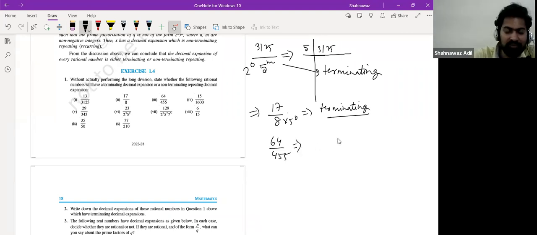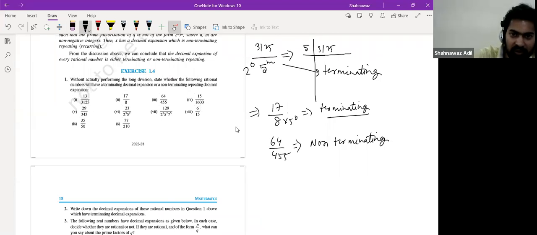Four 55. Yes, this will be non-terminating and repeating, right? Yes, sir. Because this has a factor other than 2 and 5, right? It has 13 and 7. So this is non-terminating, right? And what about 1600? As you can already see, it has factors of what? 2 and 5 only, right? So this is terminating.